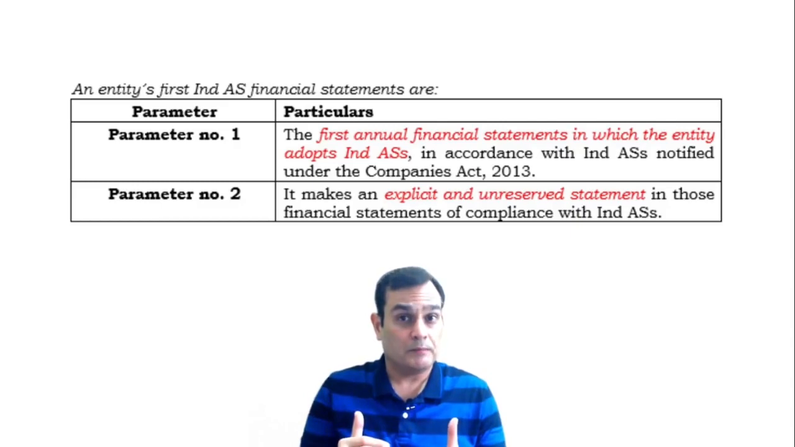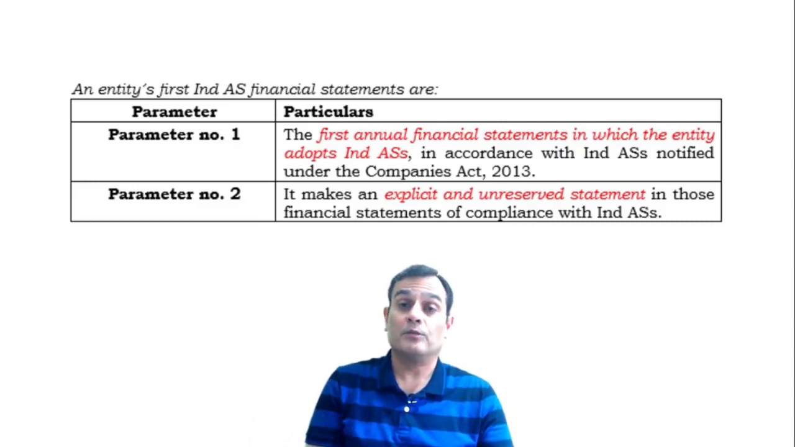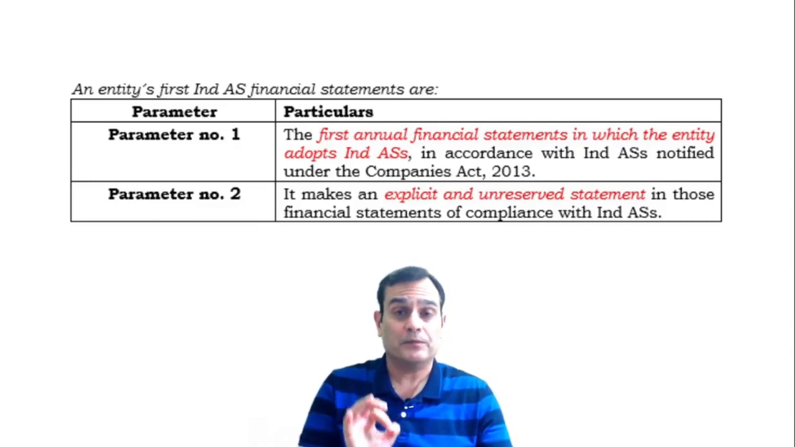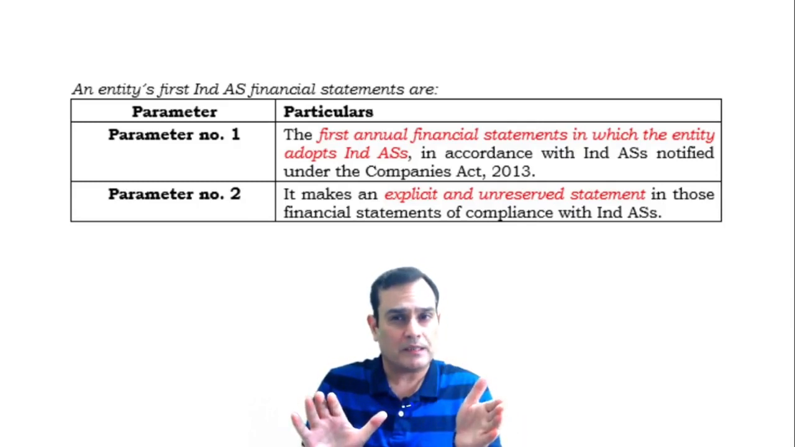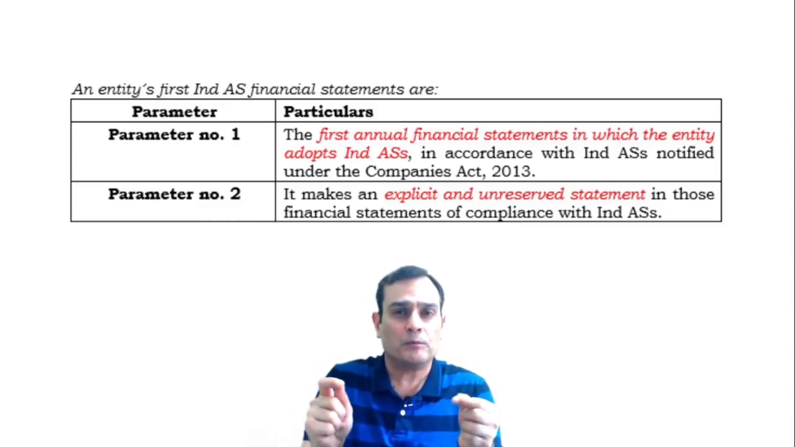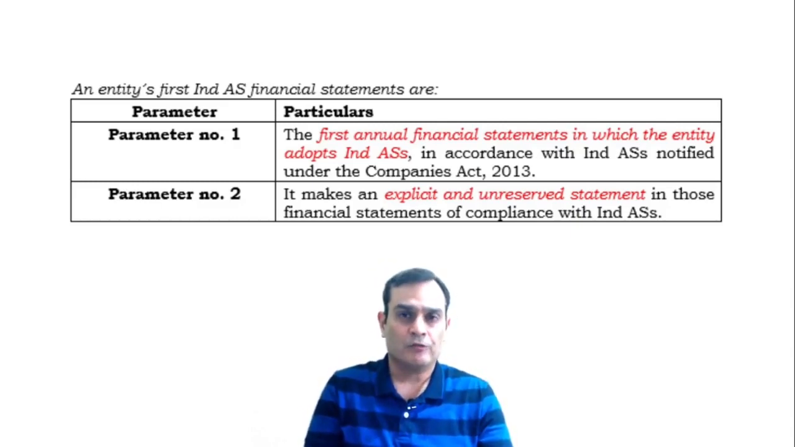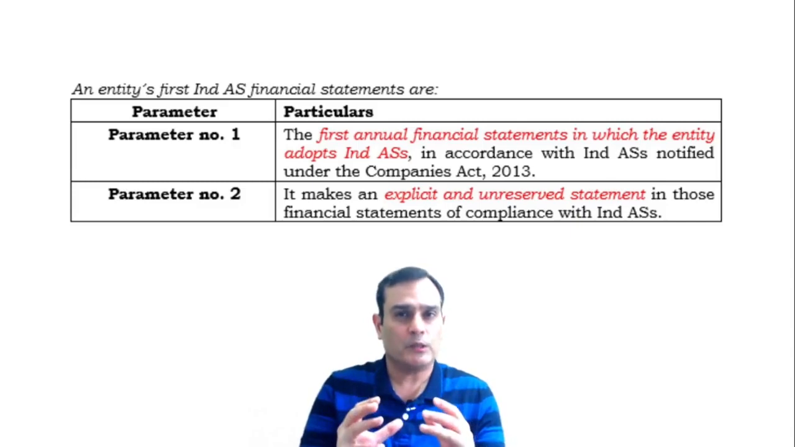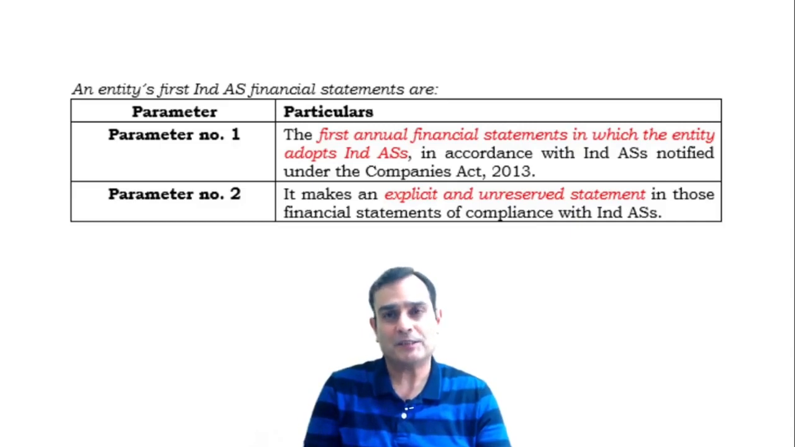So what is important is that you make the financial statements as per Ind AS, that's one. And secondly, you state explicitly in the financial statements that they were made as per Ind AS and are in complete compliance with Ind AS. So you're making an explicit statement, and it's unreserved altogether. Any qualification by the auditor on a disagreement would not make any impact, so it would still be considered the first Ind AS financial statements. These are the two main parameters which decide which financial statements are the first Ind AS financial statements.